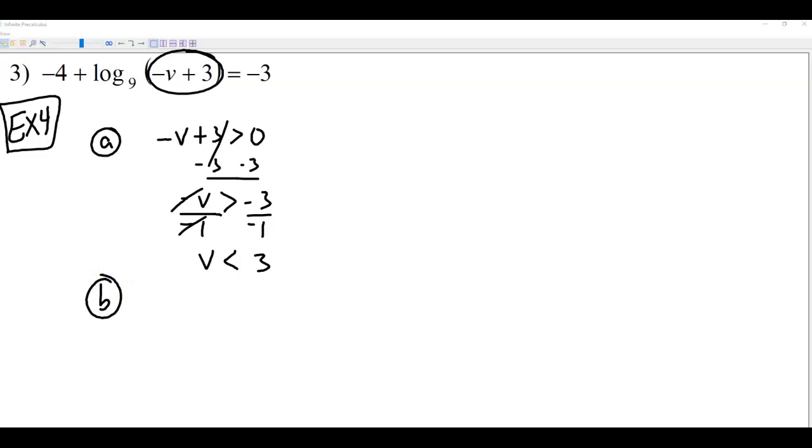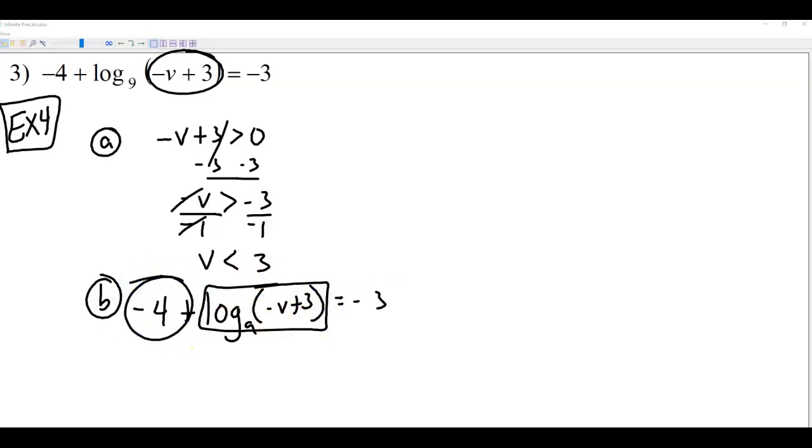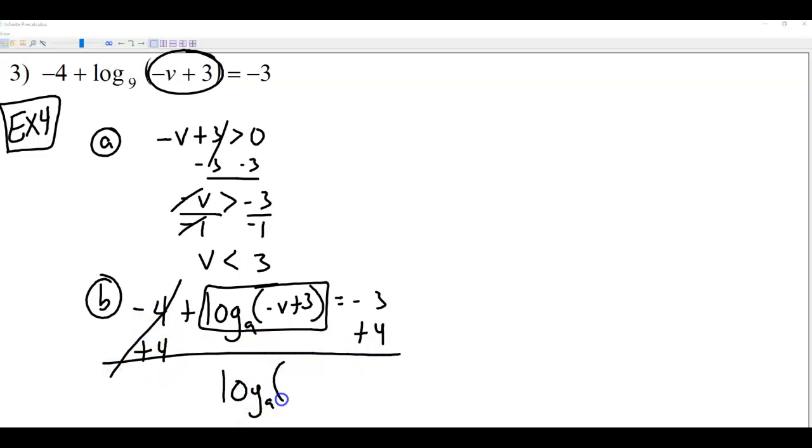Step 2, let's get the log by itself. So I want to get this by itself, which means I want to get rid of this 4 here. So to do that, I'm going to add 4 on both sides. And now I've got my log by itself. Now some of you guys may be thinking, Mr. Bailey, why is the log by itself? It still has other stuff with it. Well, the log should have a base and it should have an argument. And that's a whole construct of a log there. So that's all that I mean when I say get the log by itself.